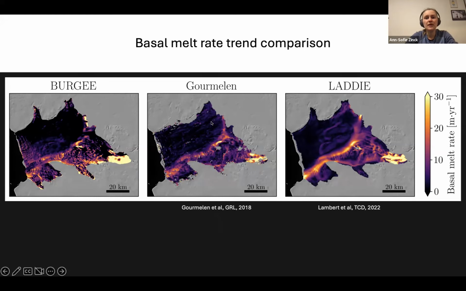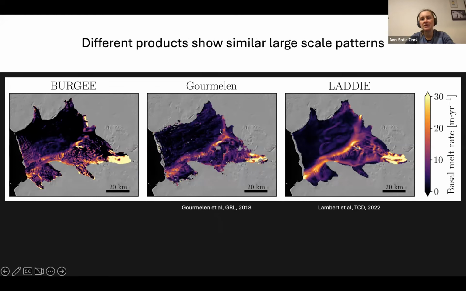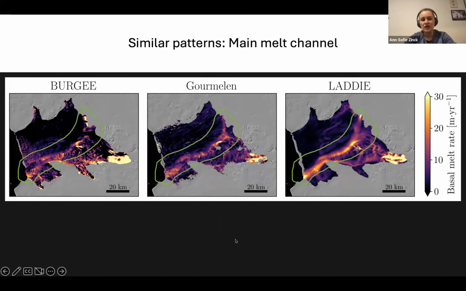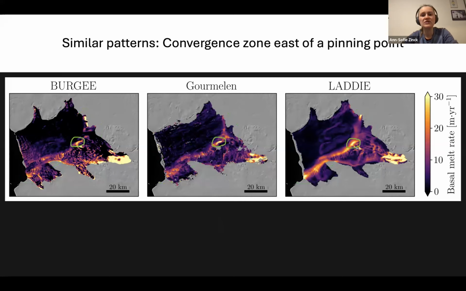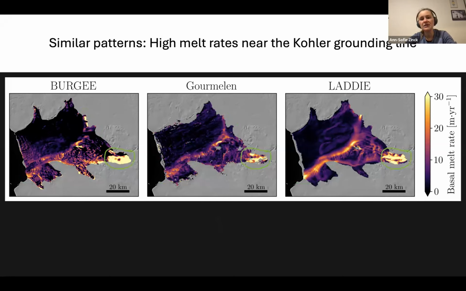The first point that I want to make is that the different products show similar large scale patterns. Such as this bigger main channel running along more or less the entire length of the ice shelf, which was already discovered by Gourmelen, but we see that also in LADI and in BERGI. Another thing that we see is this convergence zone just east of a pinning point, where we have high basal melt rates as well. That's also present in all 3 products. And then also this increased basal melting near the polar grounding zone.